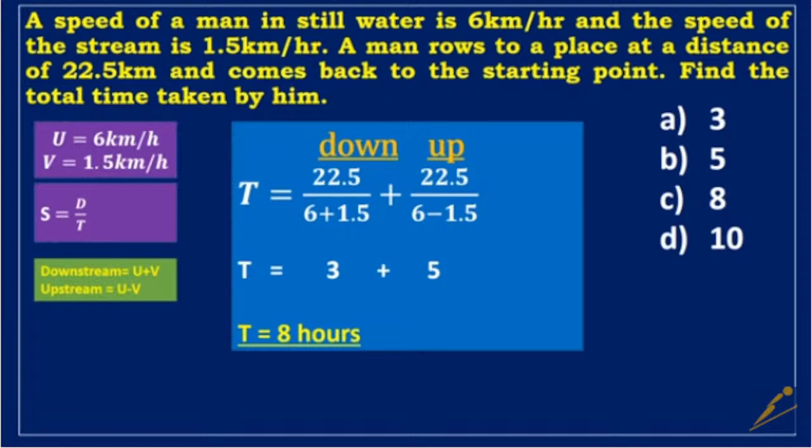The total time taken by a man is the sum of the time taken to cover the distance downstream and upstream. Substitute these values in the speed, time, distance formula, and we get the total time taken by the man is 8 hours.